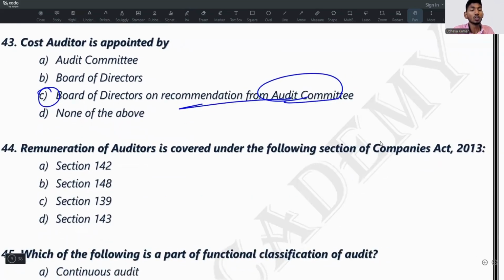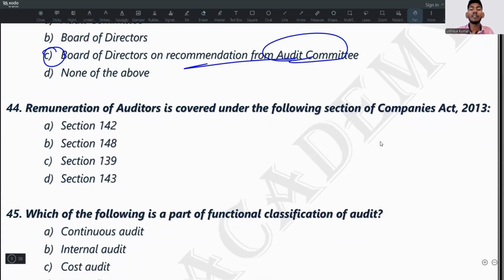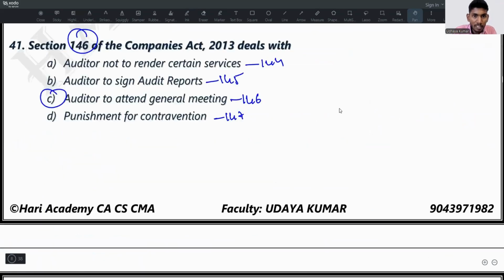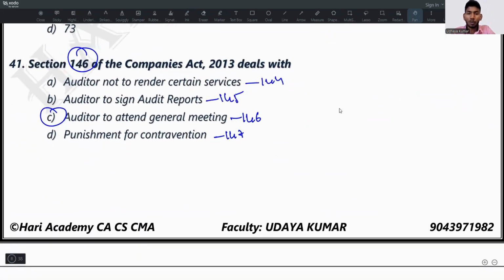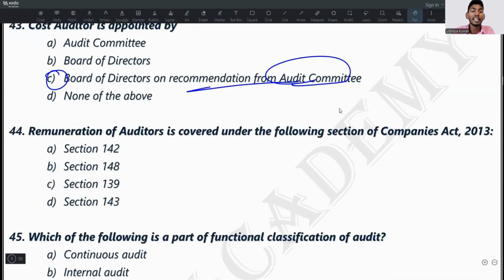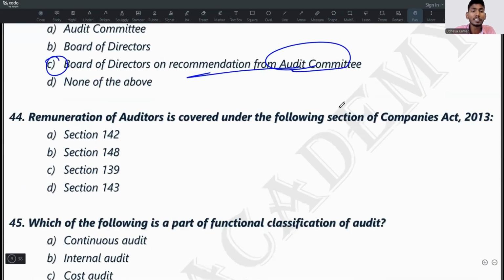Okay. Next question: remuneration of auditor is covered under which section of the Companies Act 2013? Just now we have discussed, right? In this manner, we have discussed sections 144, 145, 146, 147. Here the remuneration of auditor is section 142, because 148 is cost audit. 139 is appointment of company auditor. 143 is rights and duties, which is nothing but powers and duties of the company auditor. So the right option is section 142.